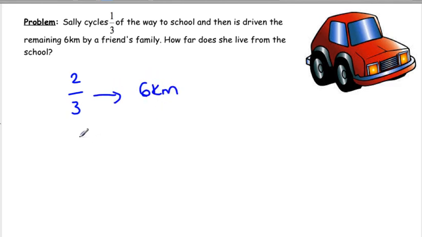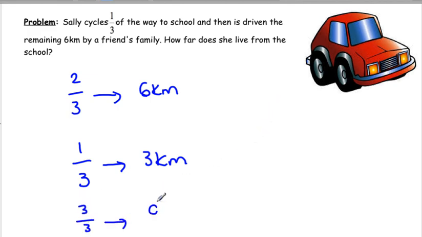Now, in the unitary method, or working backwards, we say, well, if 2/3 of the distance is 6 kilometers, what's 1/3? Well, it's going to be half of that. That's going to be 3 kilometers. So the whole journey, which would be 3/3, is going to be 3 times that, and that is 9 kilometers. That was working backwards.